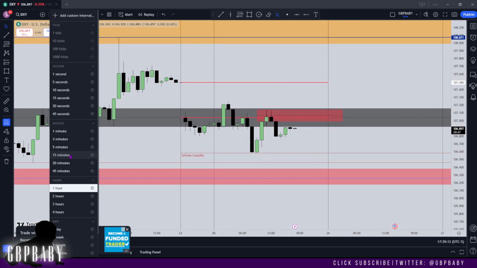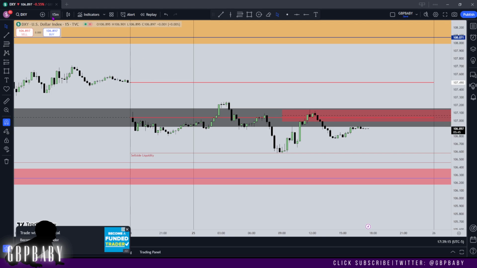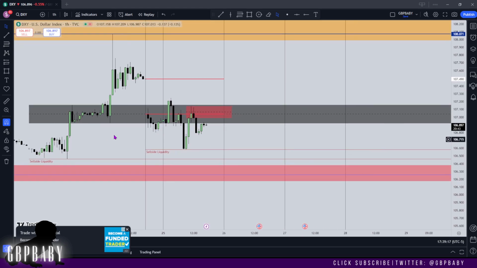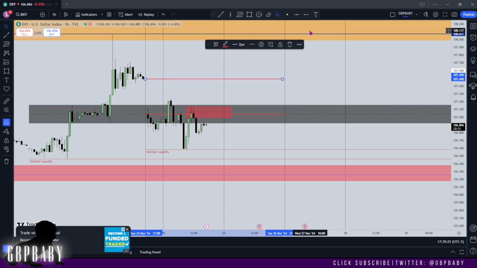Let's check on the 15-minute. Yep. And what I'm going to do is I'm going to drag that through, because price is going to use that as like a bearish fair value gap throughout the week until we trade above it and use it bullishly.